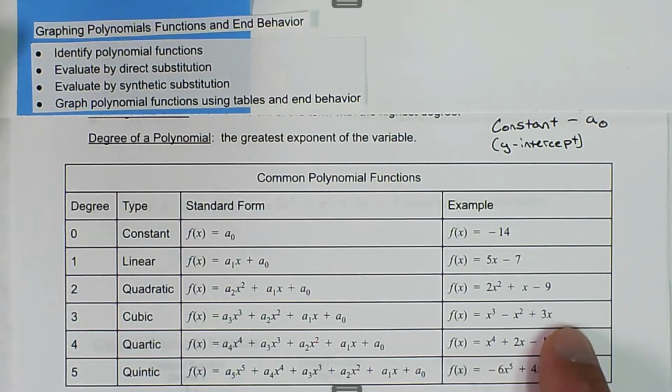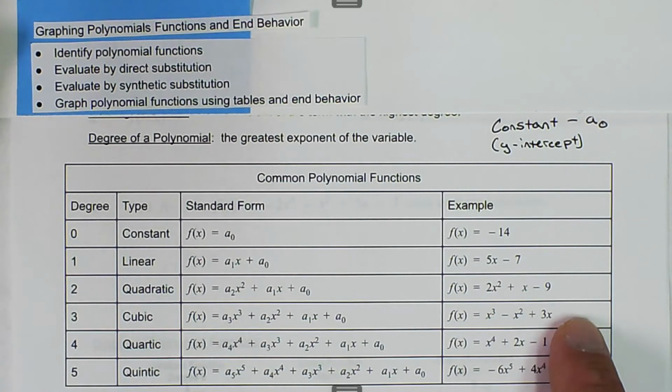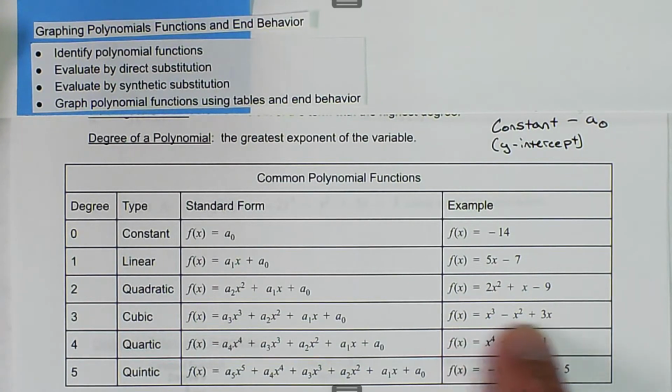And it doesn't have to have all of the parts. So as we can see here, it says plus a sub 0. There's no constant term over here. It doesn't have to have all the different terms filled. The only thing that makes it the degree is whatever the highest one is.